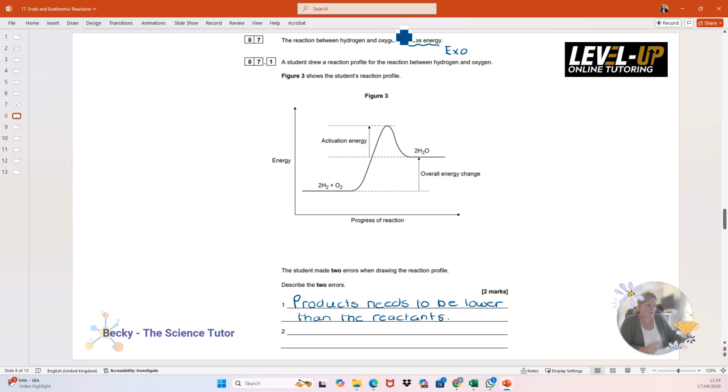Okay, and the second error, so let's have a look. Well, the activation energy doesn't come from the products, it needs to come from the reactants. So the activation energy, yes, they've drawn that diagram wrong, but even if that was for an endothermic reaction, if they had drawn it correctly, then your activation energy still needs to come from your reactants line.